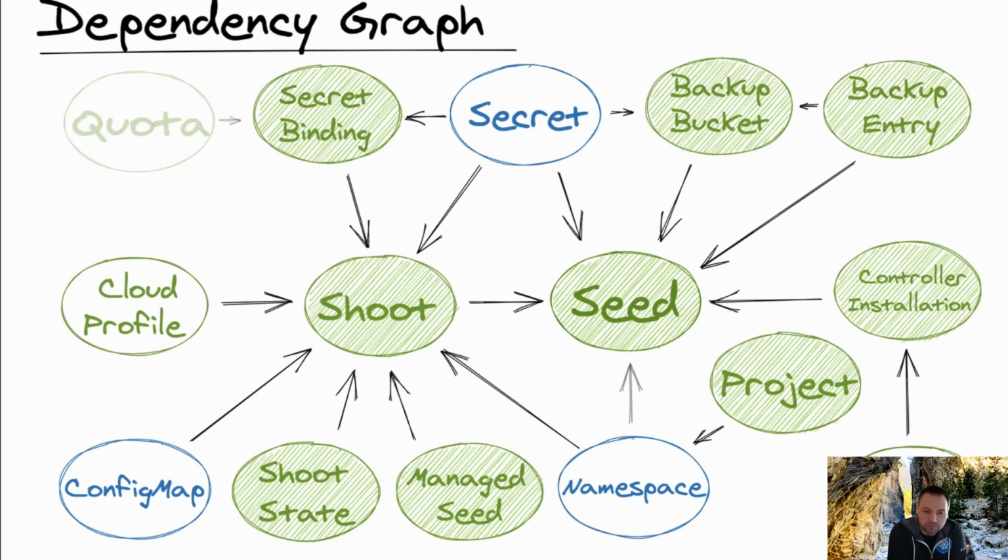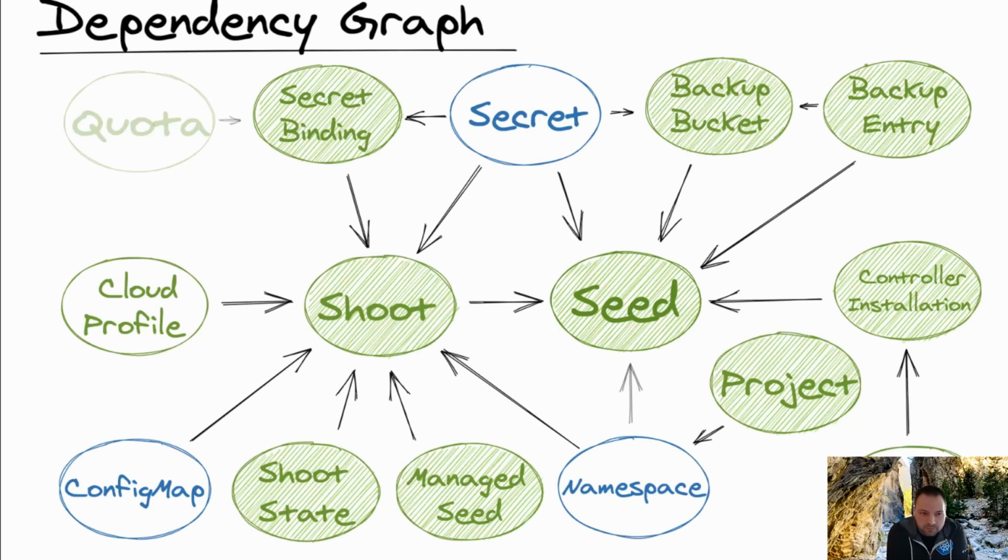And a vertex would be a really concrete resource. So for example, a shoot in this foo namespace with the name bar. And an edge would be drawn if there is somehow a reference to another resource. So here in this picture again, if we stay with the shoot, there is the cloud profile and the secret binding and config maps. So all these resources that have incoming or outgoing edges to the shoot can be referenced inside.